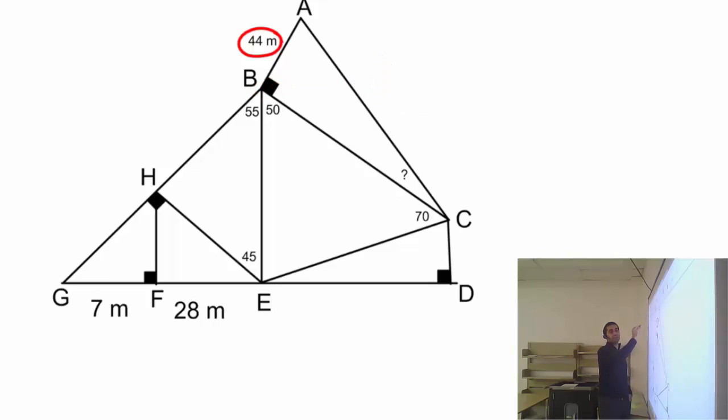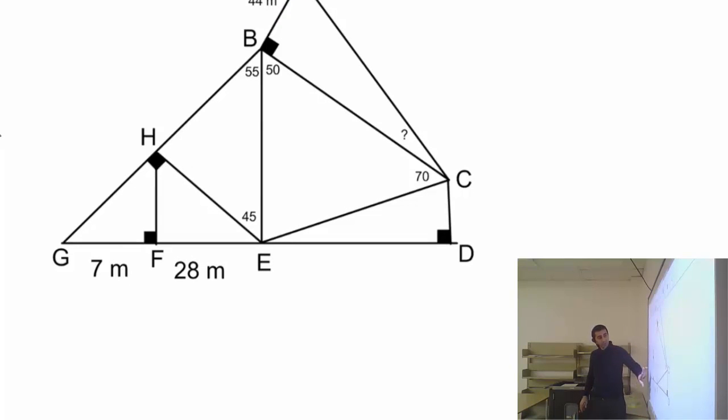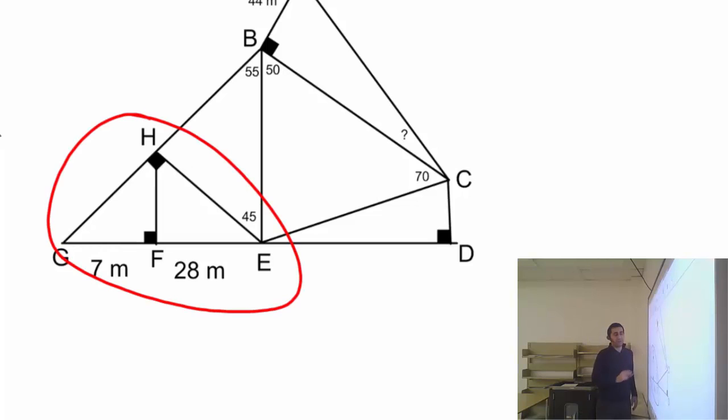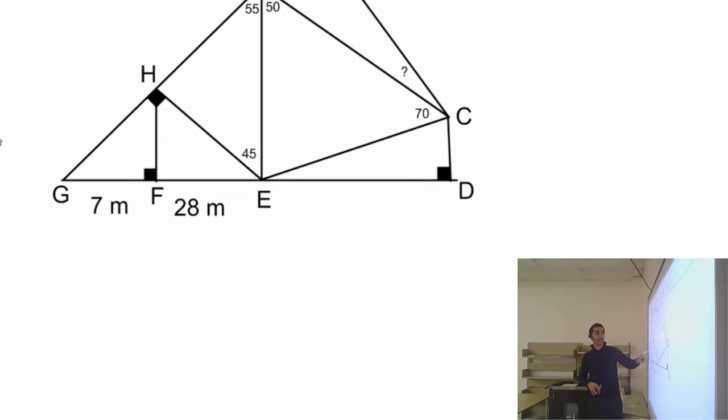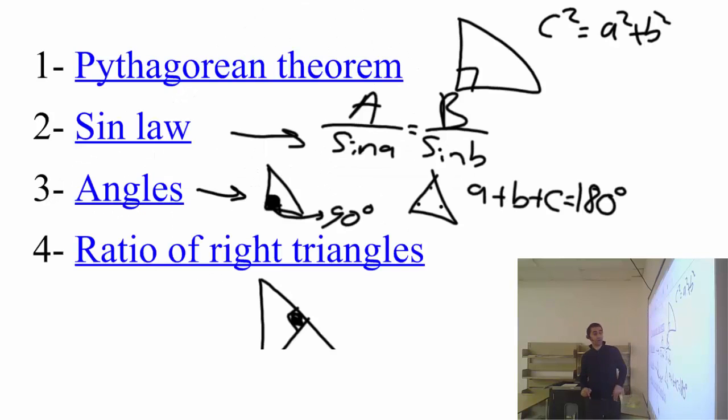Or, a little bit differently, I can try to find out this in order to get that. So there are many ways to do this. But as you can see over here, they gave us a bunch of information, so they want us to use this. Let's do that. Remember, you only need to know four things: Pythagorean theorem, sin law, angles, and ratio of right triangles.